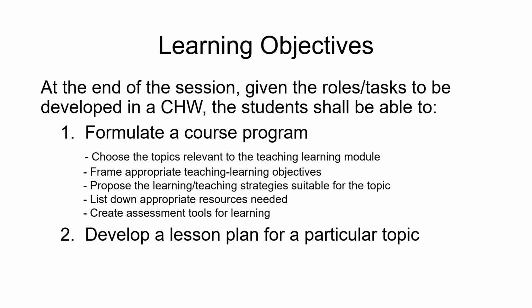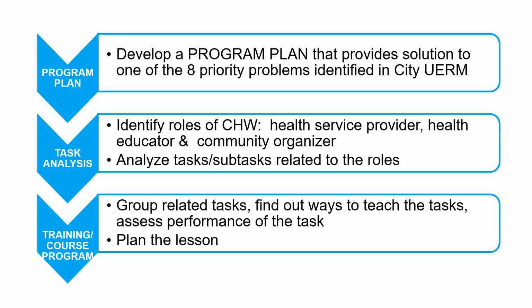As an overview, you started with identifying 8 priority problems in CTUERM using the nominal group technique. You were then tasked to formulate a program plan, which is community-based, to address a priority problem. Then you went into listing the roles of a community healthcare worker in a primary healthcare setting and identifying the tasks and subtasks related to these roles.